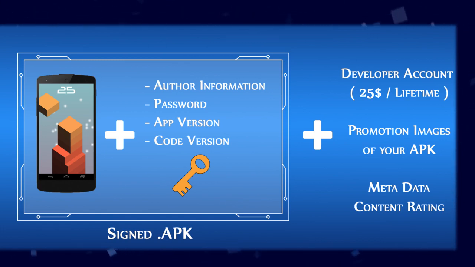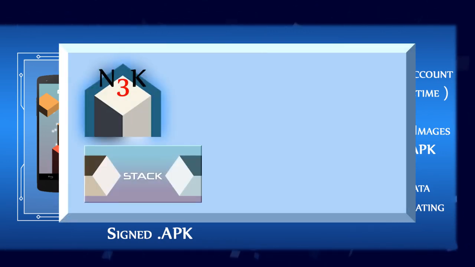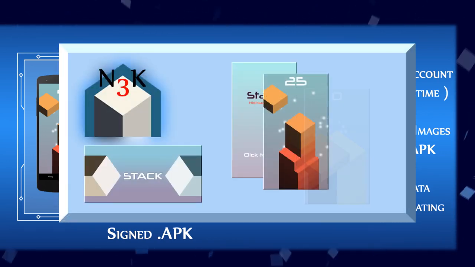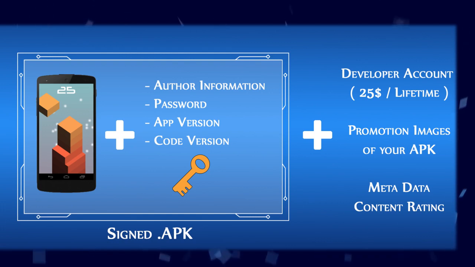So you've got your signed APK, your developer account, now you will need some promotion images for your game. The minimum you must provide is a single high-resolution icon, a banner, and 3 screenshots of in-game action. Now, of course, the more you provide, the better your landing page will look. And also, if you're building this for tablet as well, I really recommend that you add some promotion images for these, else you won't show up in their search results.